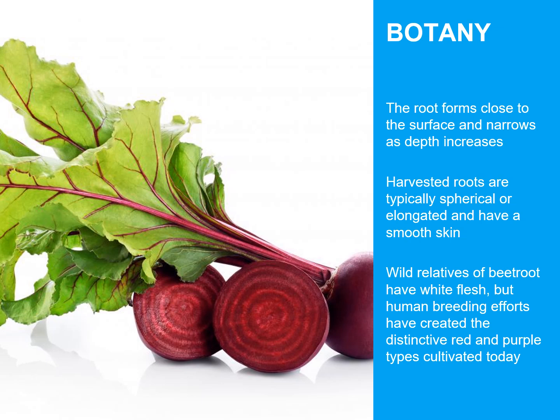The root forms close to the surface and narrows as depth increases, so it can be quite spherical at the surface, which then quickly narrows into a very thin taproot. The harvested roots typically have a smooth skin. In different cultivars, the texture of the skin is smoother than in others. Wild relatives of beetroot actually have a white skin and white flesh, but human breeding efforts have created the distinctive red and purple beetroot cultivars that we know today.